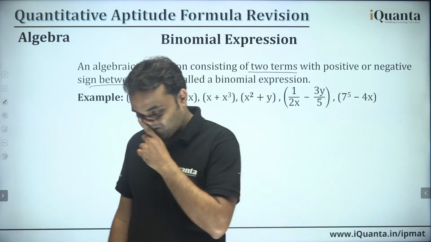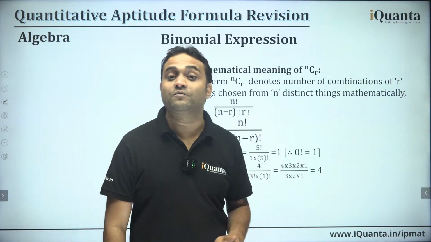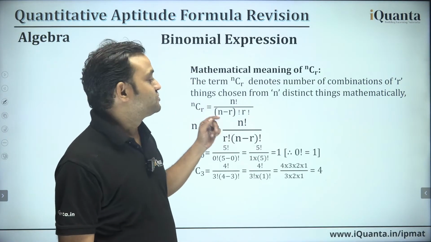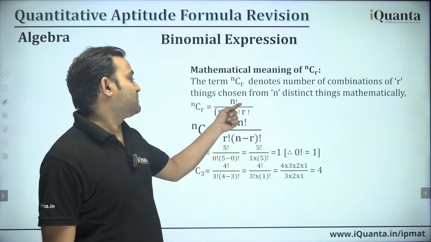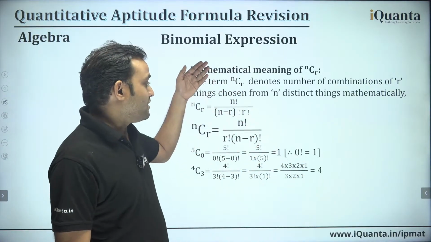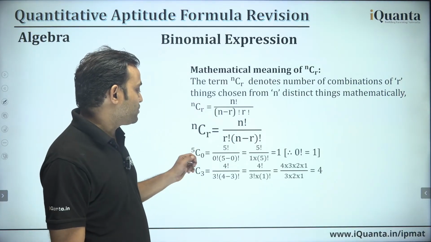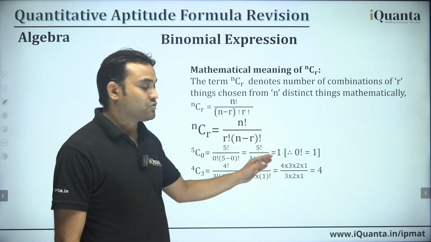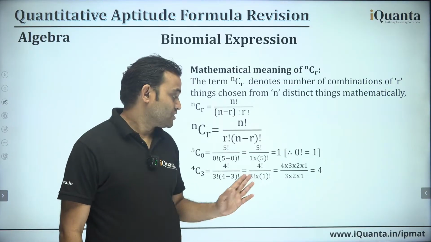All right, now before we move forward with binomial expansion, one thing that we need to learn is the concept of nCr. What is nCr? nCr is the number of combinations of r things chosen from n distinct things. nCr is n factorial divided by (n minus r) factorial into r factorial. This will be used frequently here, that's why I am repeating it. For example, what is 5C0? It is 5 factorial divided by 0 factorial into (5 minus 0) factorial, which is again 5 factorial divided by 5 factorial, so we get 1. What is 4C3? 4 factorial divided by 3 factorial into (4 minus 3) factorial, which is ultimately 4.